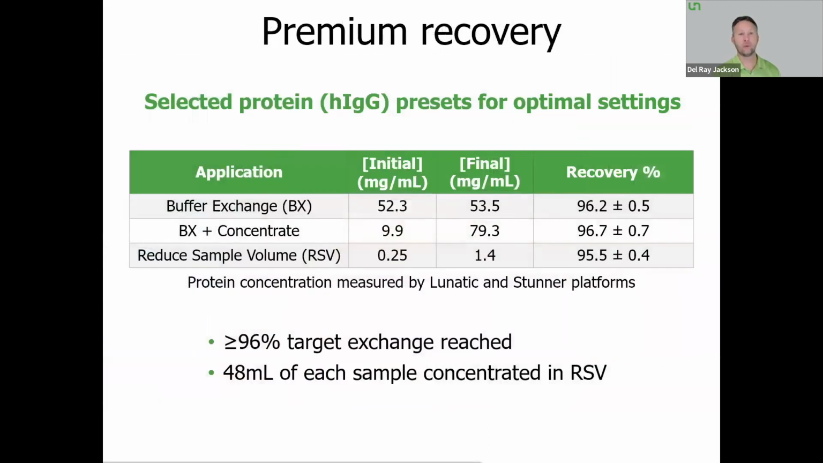You get premium recovery. So looking at some launch data that we had with IgGs and the different applications. So again, buffer exchange with concentrate, or running that super concentrate application, the reduced sample volume, we selected varying concentrations of sample here, and what the final values were at the end, showing those recoveries greater than 96%.